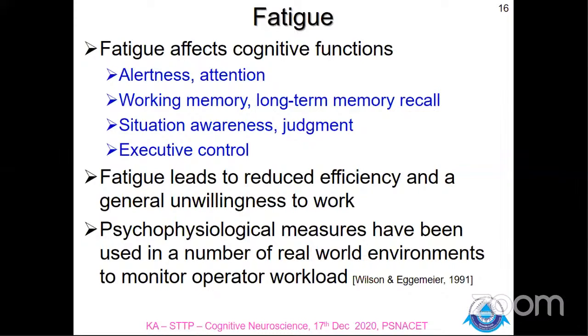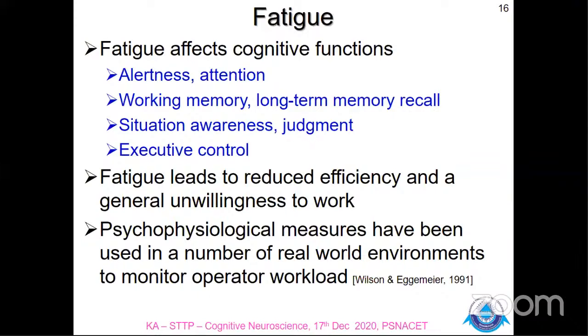So what happened? Fatigue affects cognitive function: alertness and attention are affected due to mental fatigue. Fatigue leads to reduced efficiency and unwillingness to do the work. Psychophysiological measures have been used in a number of real-world environments to monitor operator workload. Psycho is nothing but mental, and physiological is your physiological signal. They monitor the operator's brain workload, not physical workload, the mental workload.